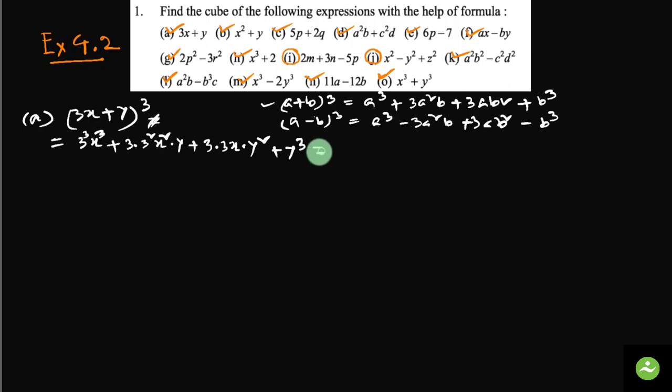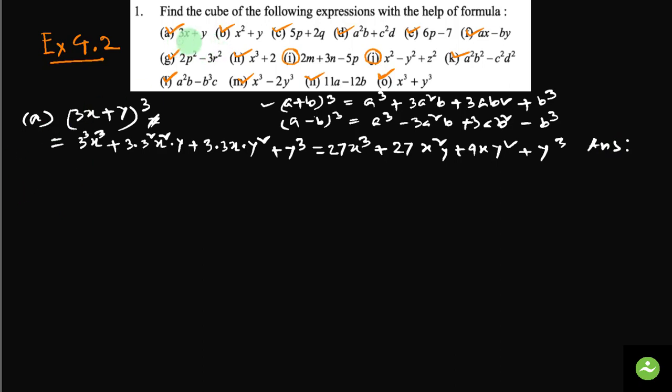I will do it here. 27x cube plus 27x square y plus 9xy square plus y cube, and that is the answer. You see, there is nothing to do more simplification. This is x cube, this is x square y, this is xy square, and this is y cube. So we cannot add or subtract anything, so it is done already. So this is the answer.